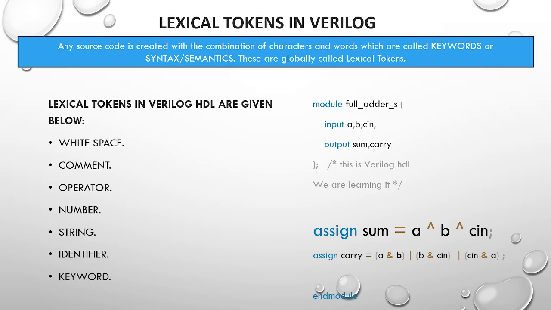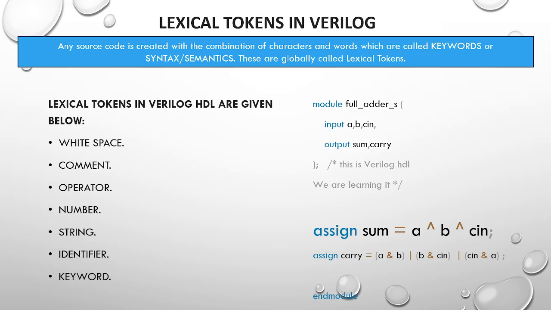Whenever you are learning some language, you are building a program by using some rules and regulations, is it or not? Every language has its rules and regulations, and with respect to those rules we will be building our program. Basically, by using the lexical tokens with respect to some rules and regulations, we will be building our Verilog program. In Verilog HDL you have some lexical tokens which are similar to C language.